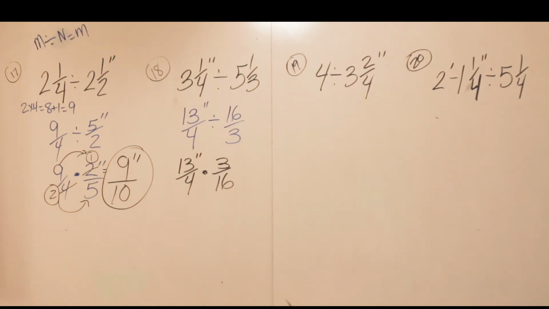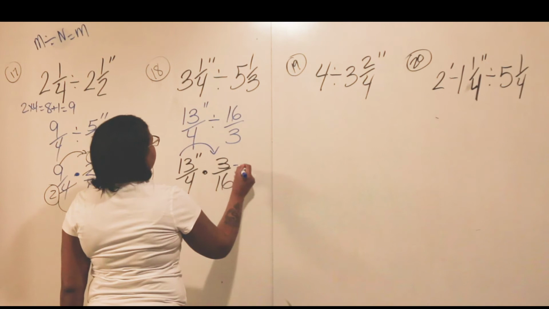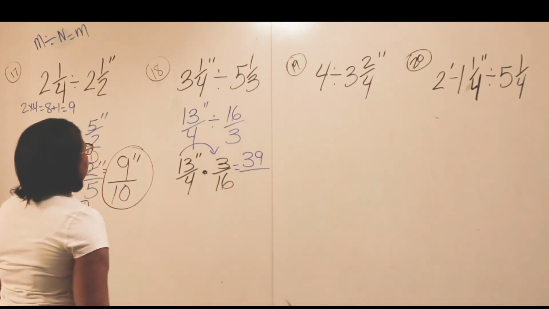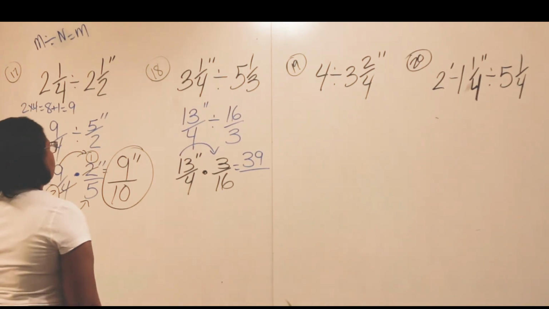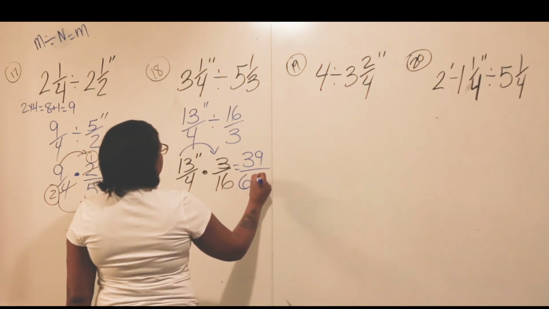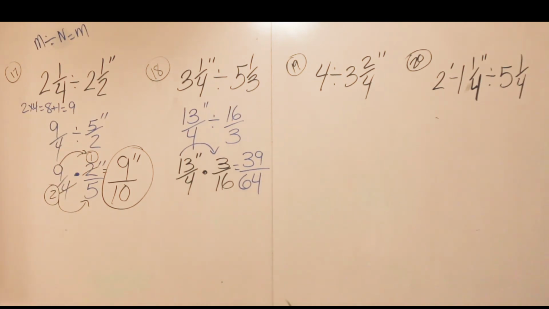Can we? No. So now we multiply, numerator times numerator. 13 times 3 is 39. What about the denominator? 16 times 4 is? 64. So now we got 39 over 64.